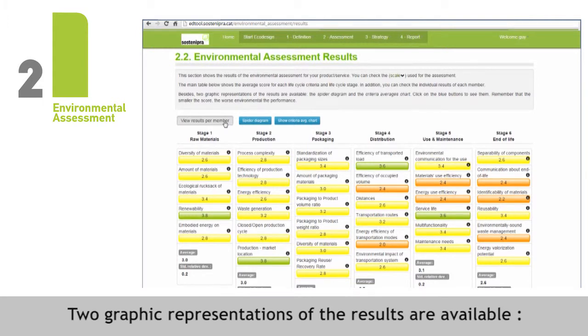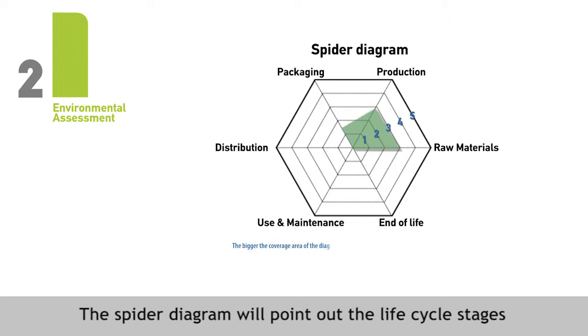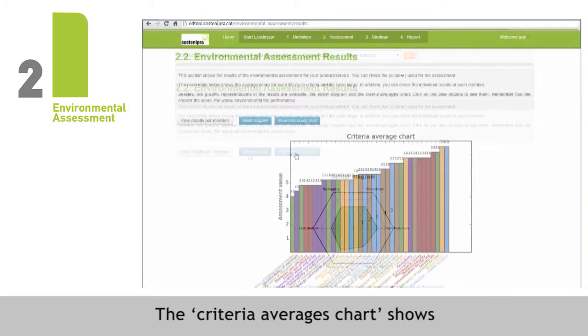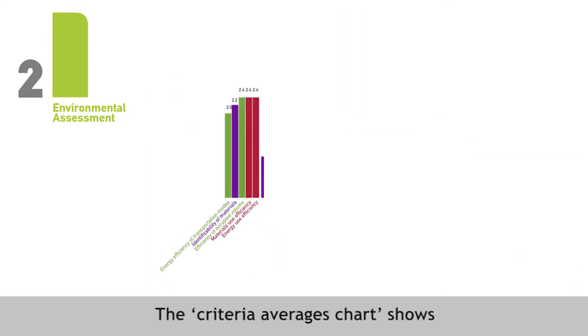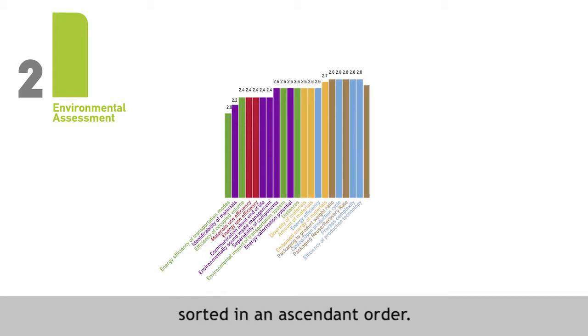2 graphic representations of the results are available. The spider diagram will point out the life cycle stages and their relevant environmental performance. The criteria averages chart shows the average score of each life cycle criterion sorted in an ascendant order.